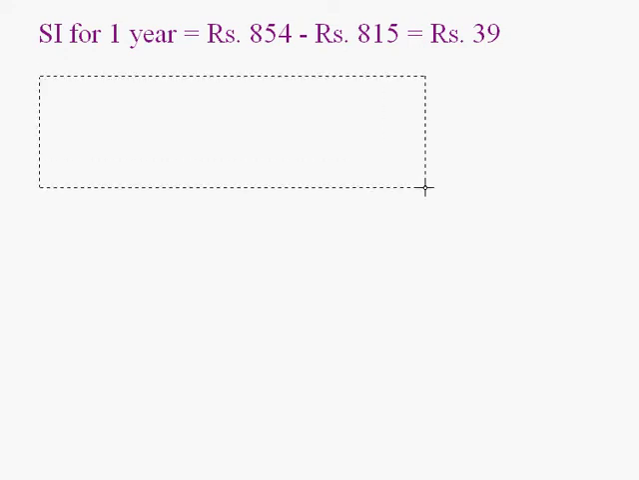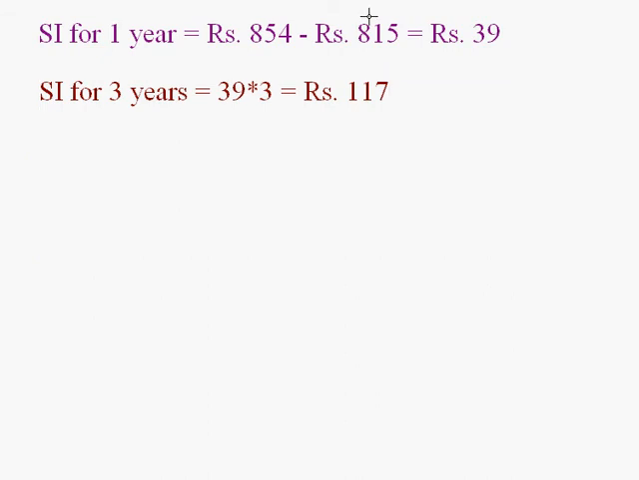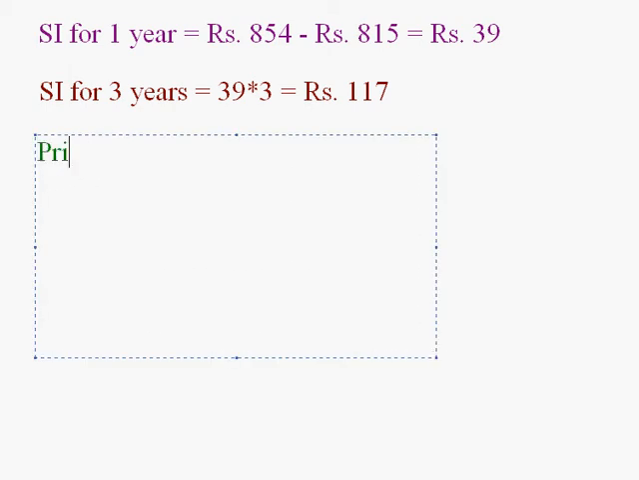So now here what we'll do is, simple interest for 3 years is equal to 39 times 3, right? So it will be rupees 117. Okay, now how to find the principal? Now you got the simple interest. Now to find out the principal, what we need to do?